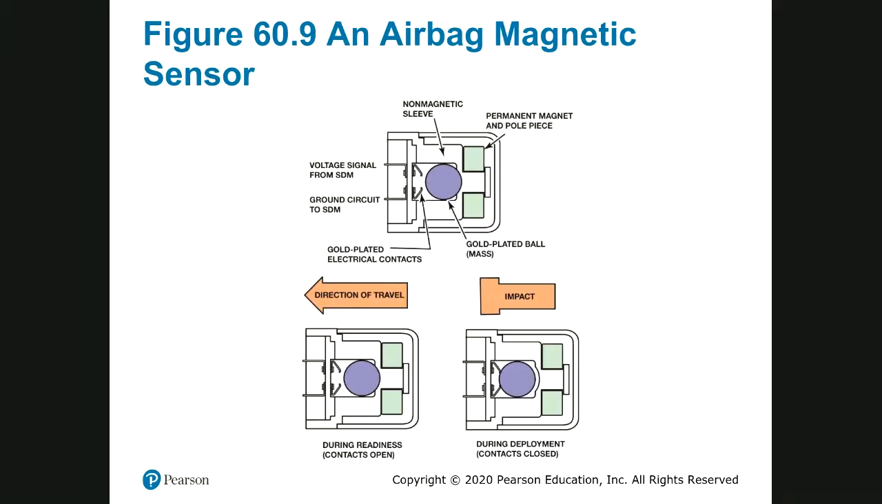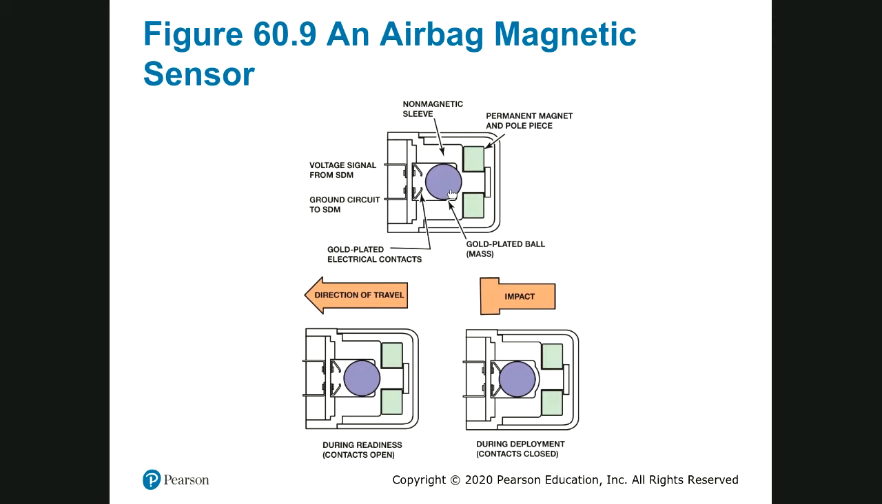And here's your magnetic sensors that we spoke of. This right here is the gold-plated ball sensor. You can see the voltage from the sensing diagnostic module and the ground circuit of the SDM here. So right here's your permanent magnet and your pole piece. Kind of helps keep it tight and strong in there. And then there's your ball. It's got a non-magnetic sleeve around it here.